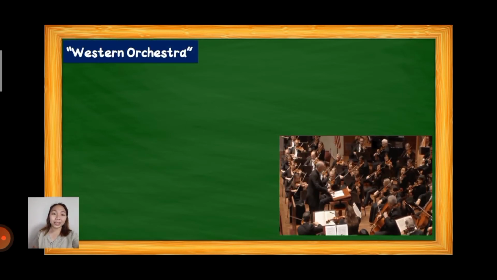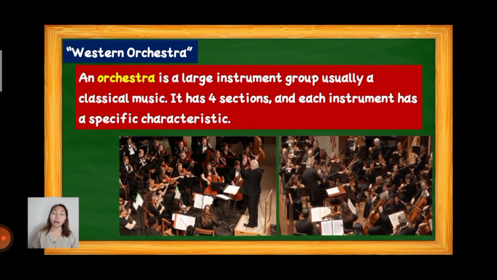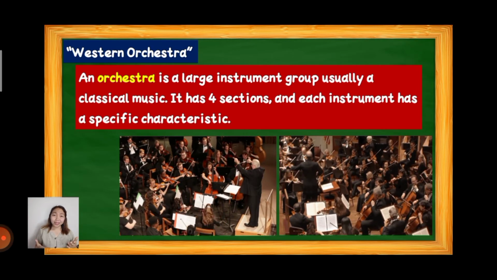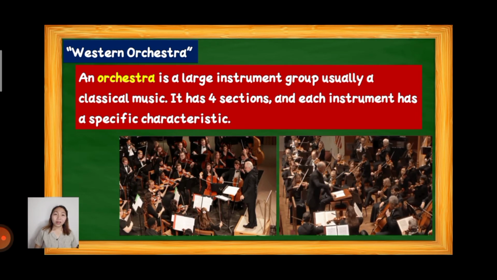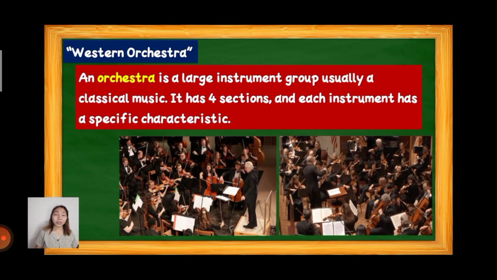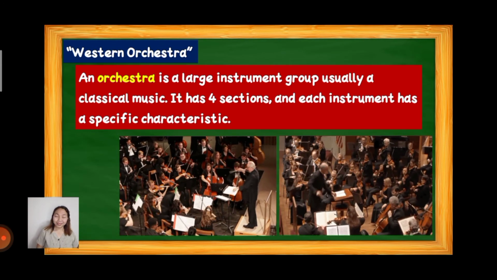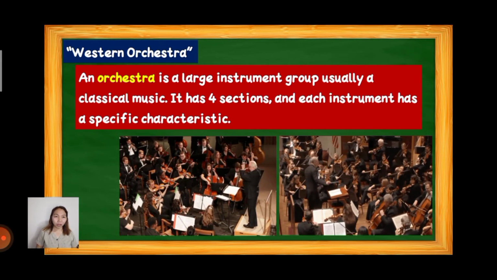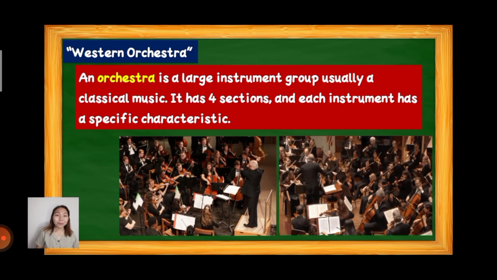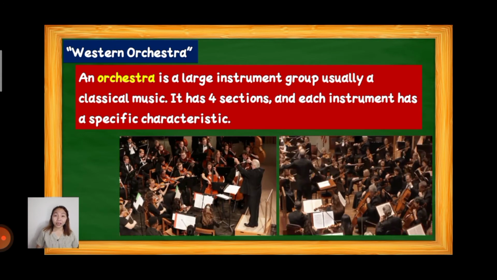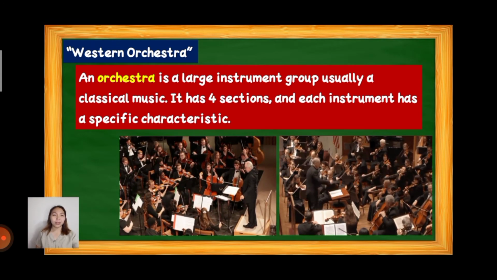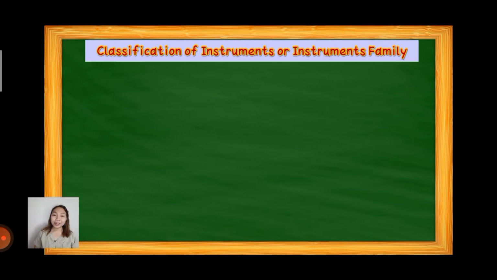Okay, so let's talk about the Western Orchestra. What is an orchestra? An orchestra is a large instrument group, usually playing classical music. It has 4 sections, and each instrument has a specific characteristic. Here is the classification of instruments, what we call the instrument family.